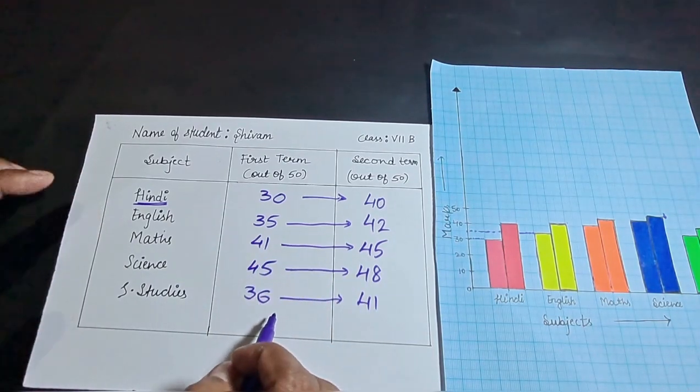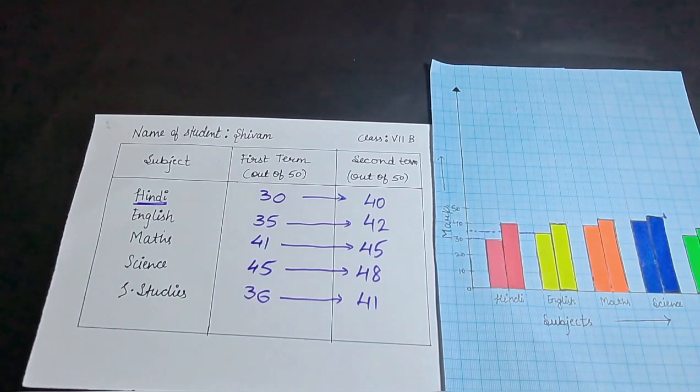And that completes our activity on drawing a double bar graph and comparing the marks of a student in two terms.